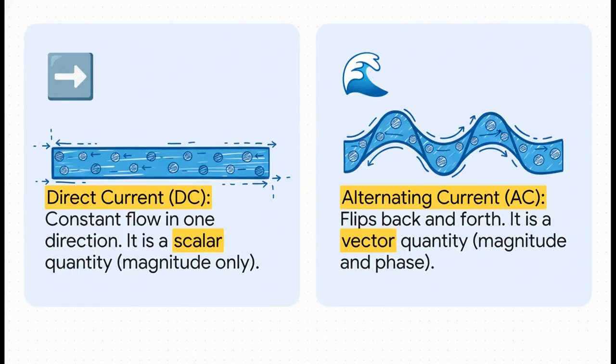It's more like a busy two-way street where the current is constantly flipping back and forth. And it's this back and forth rhythm that gives AC a super important property DC just doesn't have: phase. And trust me, that's where things start to get really interesting.